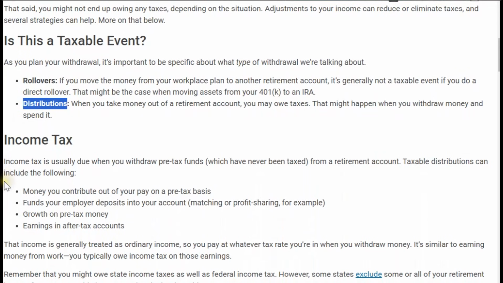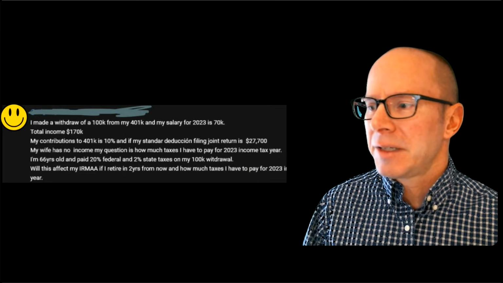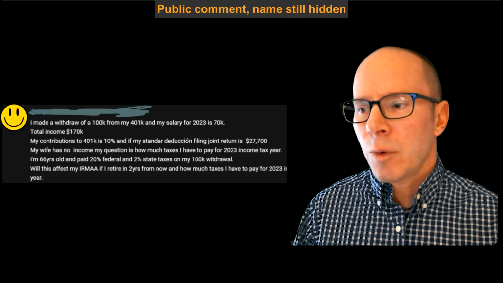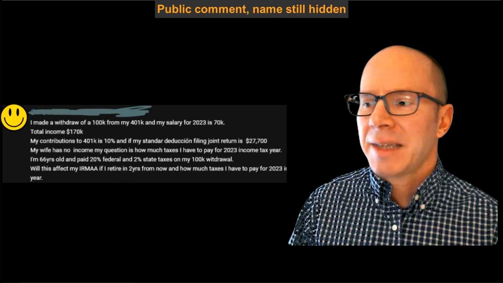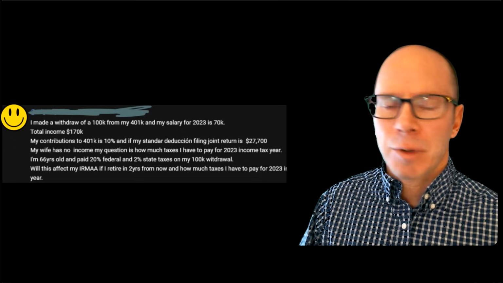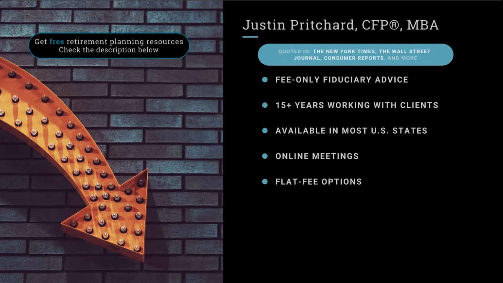So the question is, the person took a $100,000 withdrawal from the 401k. We're going to guess that that's the gross amount they took, on top of an income of $70,000. There was a 10% contribution to the 401k. We're going to assume pre-tax and a standard deduction. This looks a little bit low given their age, but we're just going to go with it. There is no other income, and there was 20% withholding.